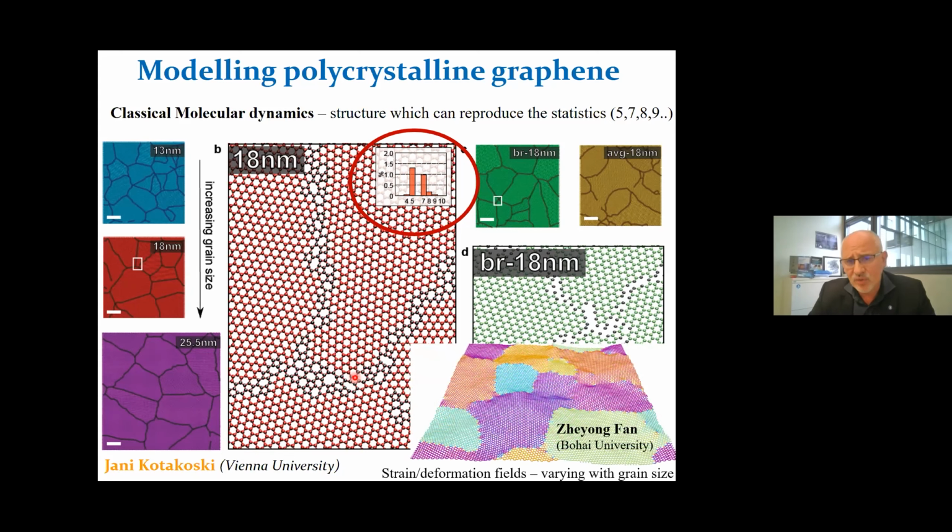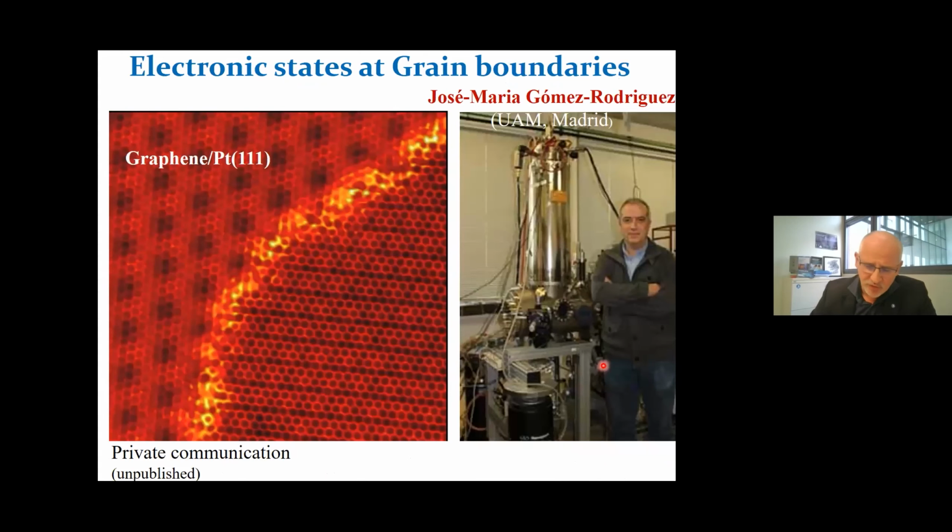In addition, we know that the simulation demonstrates that you have a lot of strain and deformation fields at the grain boundary side. So you have to take into account the fact that you have this natural rippling of the system which takes place, and the interaction with the surface will make the situation even more complicated. So those grain boundaries basically create boundary states.